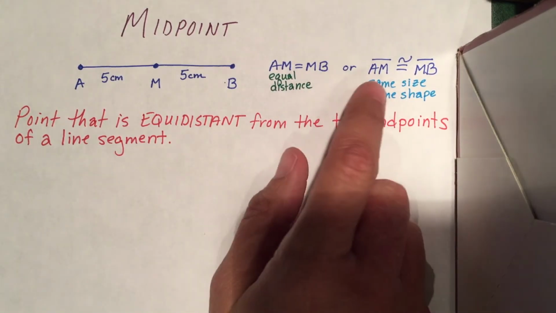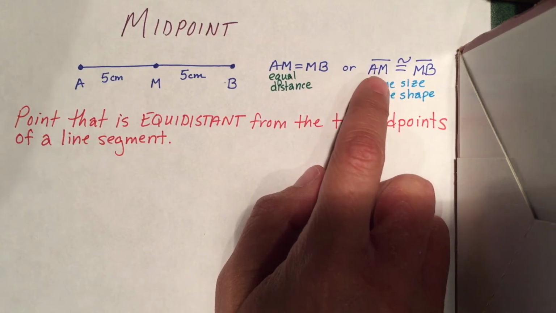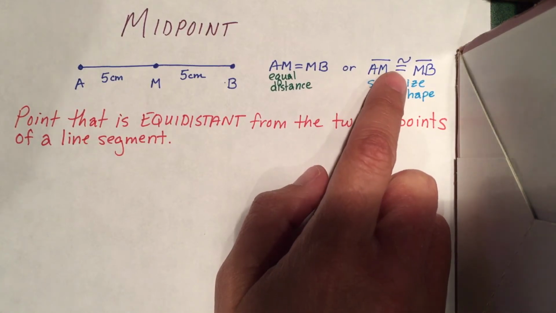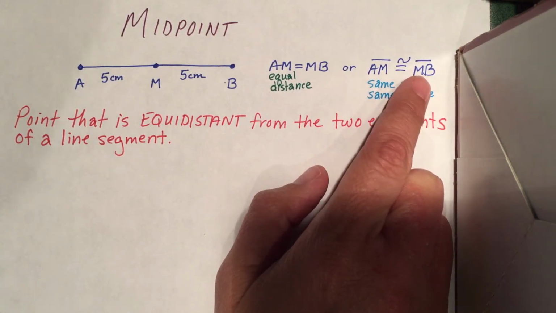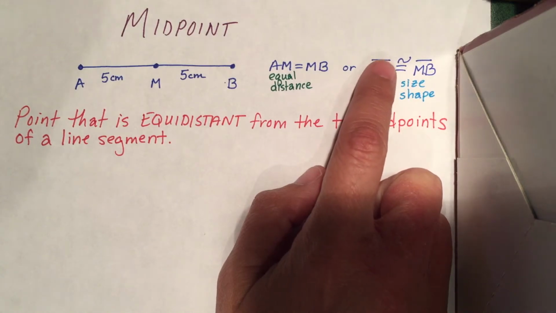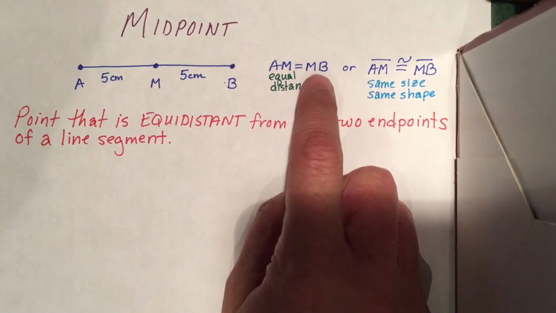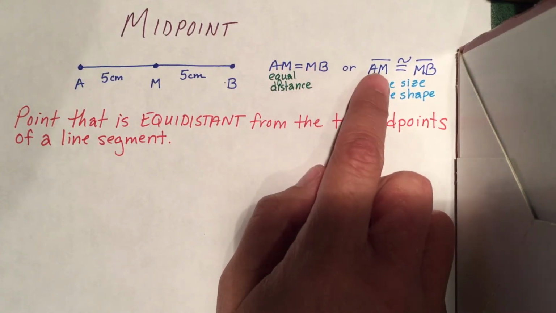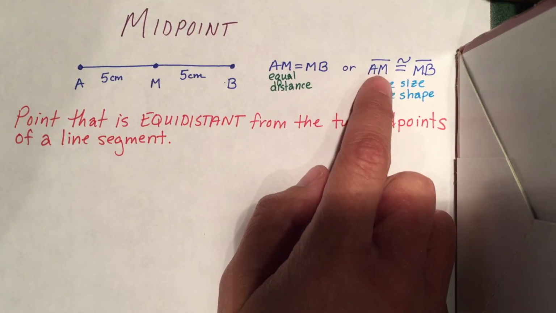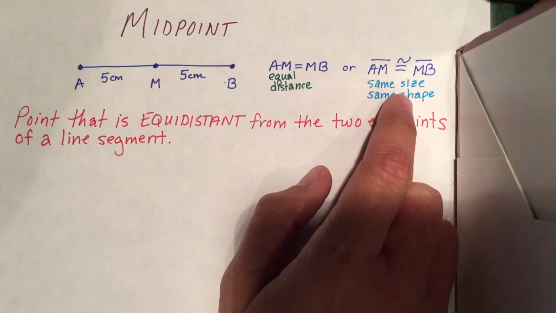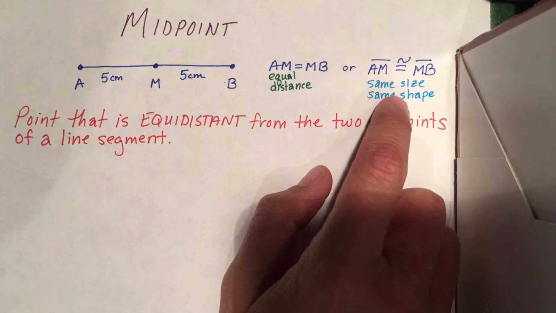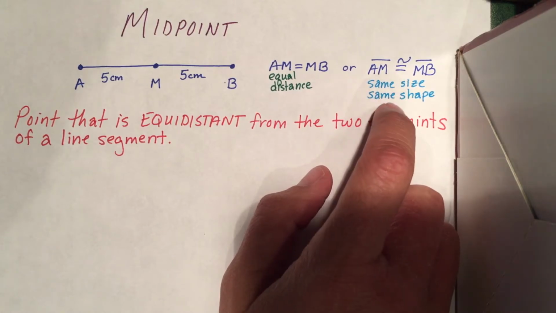The other way we can write it when we get into what we call congruence is that segment AM is congruent to segment MB. Notice I've got the segment symbol above, so now I'm talking about an object, not an actual numeric value. Distance and length, we're talking about an actual numeric value. Congruence, we're talking about the object itself and not only the numeric value but the shape. So same size, same shape, they're congruent.